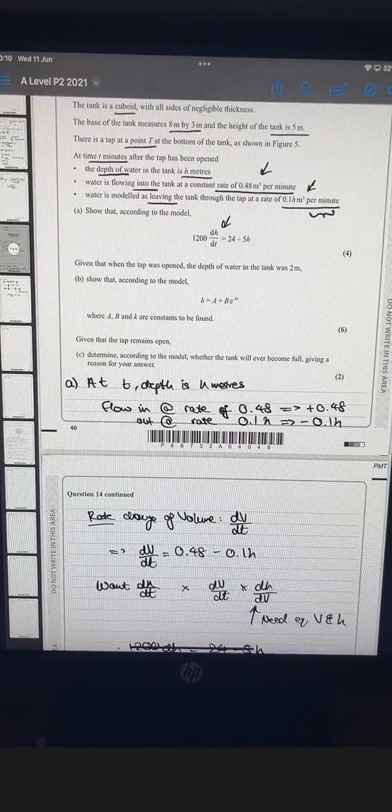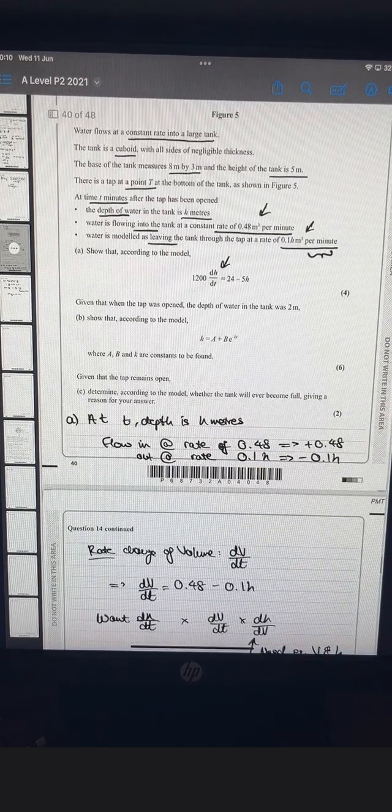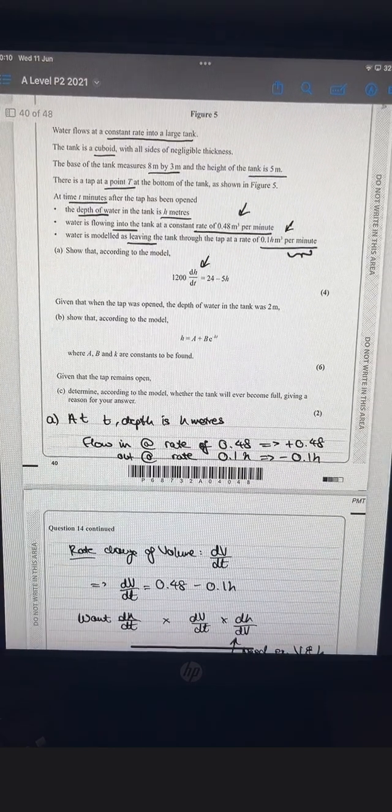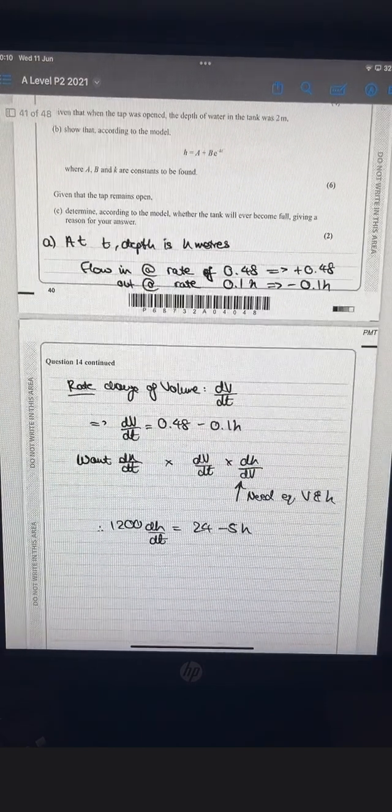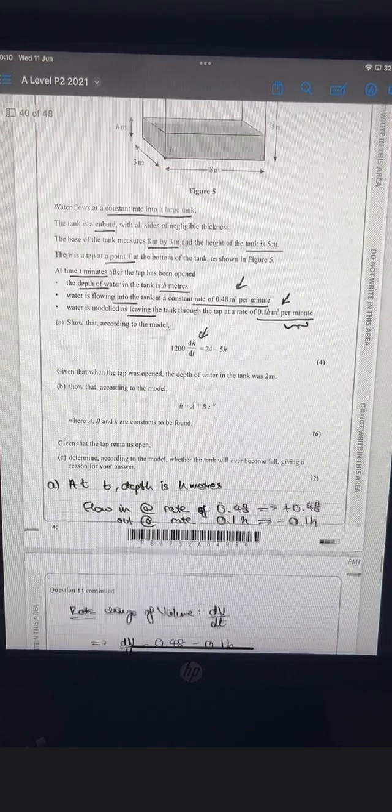So do what you know. Write down anything you understand from this and try and make a model. How did I get dH by dV? So dH and dV, that has an equation in terms of V and H. So I just found the V equals, the volume is equal to 3 times 8 times H.